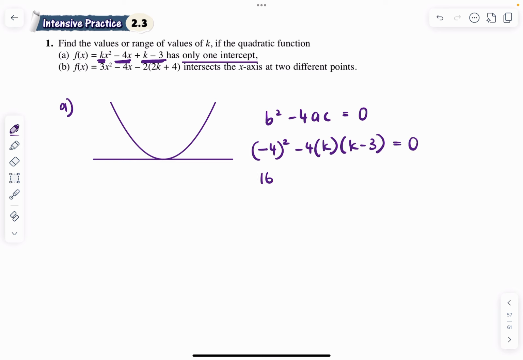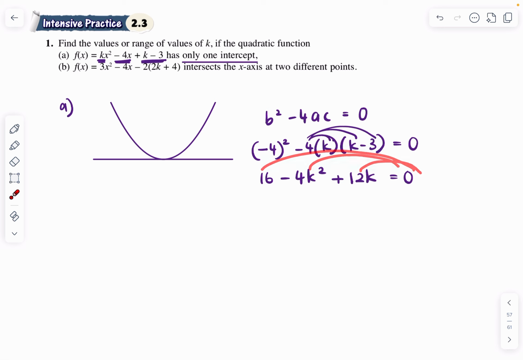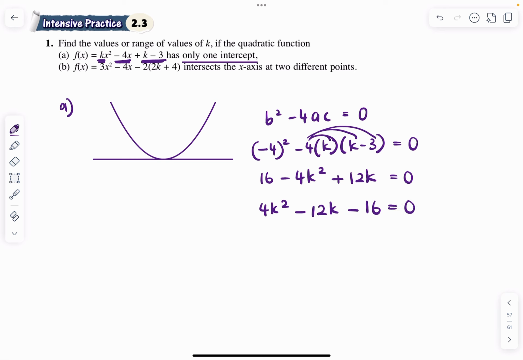Then we expand. Negative 4k times k will be negative 4k square. Negative 4k times negative 3 will be plus 12k. So rearranging it, we bring everything over the other side. So we'll get 4k square minus 12k minus 16 is 0. This whole thing can be divided by 4. Therefore, k square minus 3k minus 4 equals to 0.